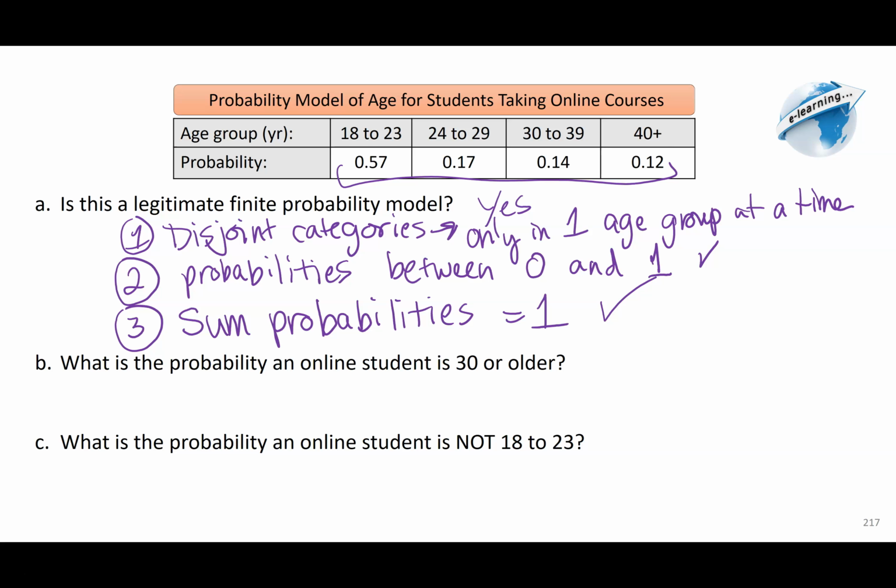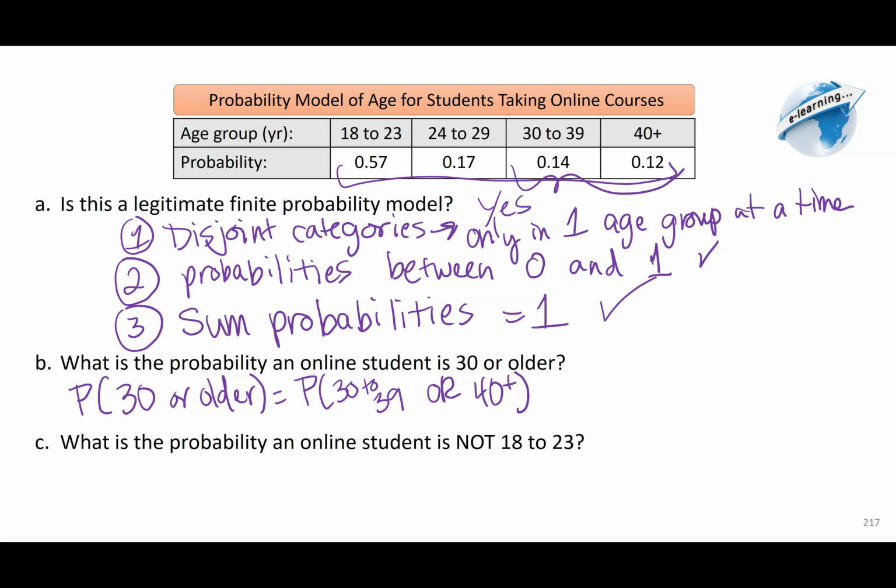So now that we have this legitimate probability model, we can use it to find probabilities. So suppose I want to randomly select a student from all of these online students. I want to know the probability that I have an online student that is 30 or older. So that's going to be the probability they're 30 to 39 or 40 plus.